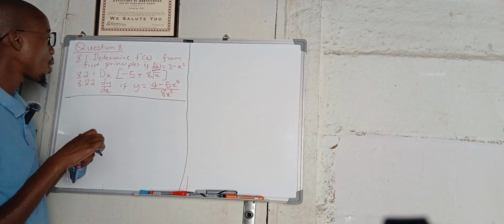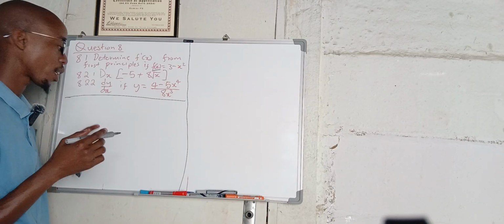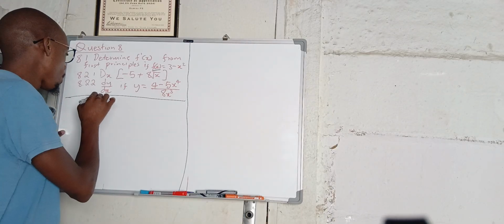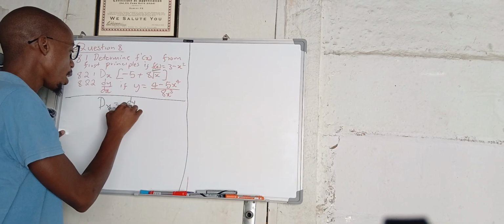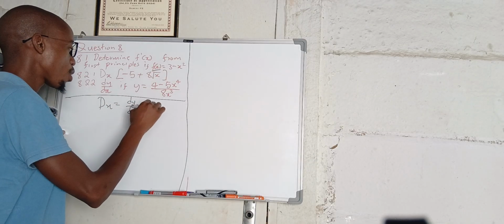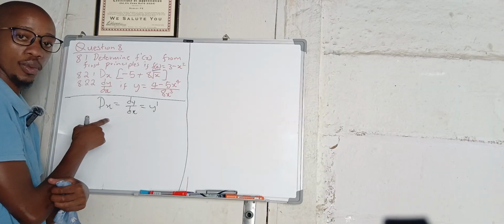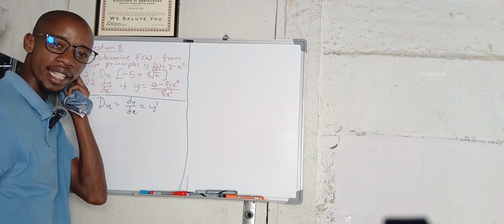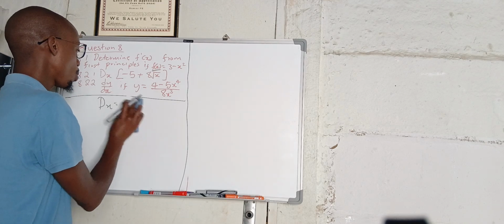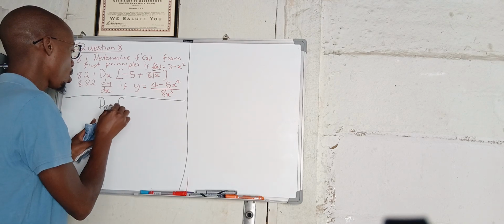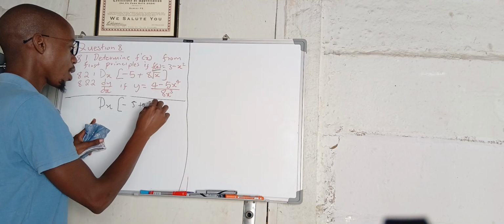Question 8.2.1. It says d/dx and then something in the bracket. Let me show you something. d/dx is the same as dy/dx, which is the same as y prime. So if a question is given in this way, just know that they want the derivative of something. So now we have d/dx of minus 5 plus 8 square root of x.